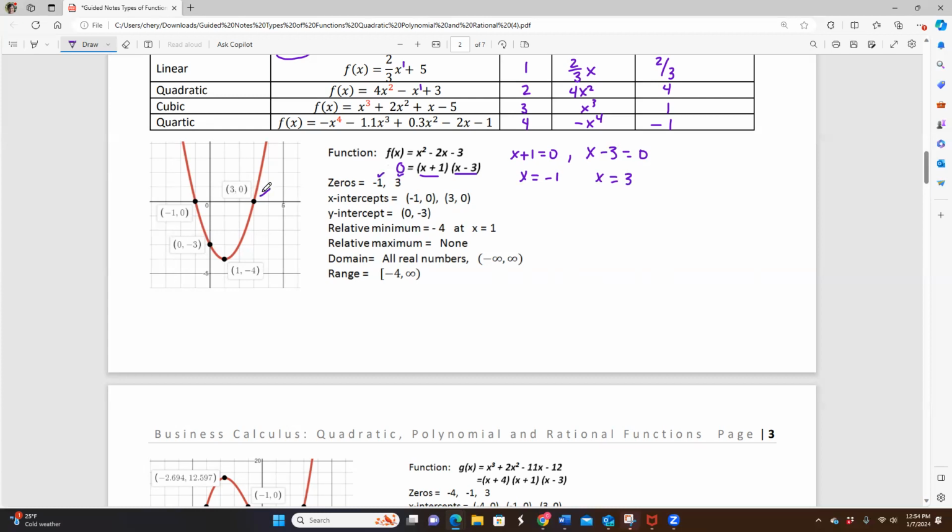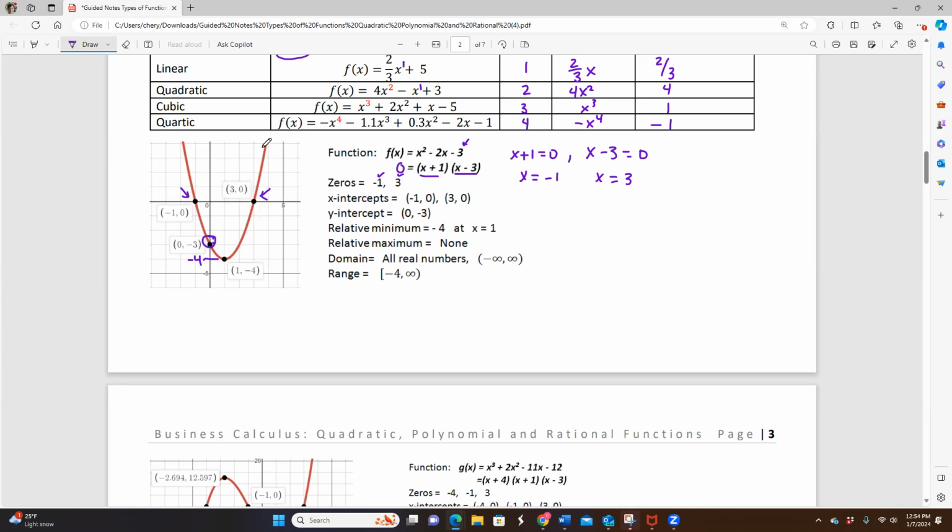So the zeros are the x values where you're crossing the x-axis. They translate very well to our x-intercepts. So the x-intercepts here would be (-1, 0) and (3, 0). The y-intercept is where you're crossing the y-axis, like we looked at in our last video, and that is negative 3. The relative minimum is negative 4, so that's the y-coordinate that is the lowest point on my parabola. It occurs when x equals 1.